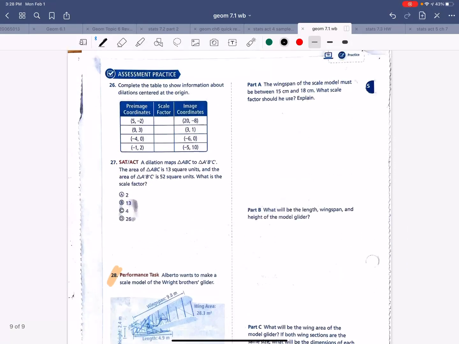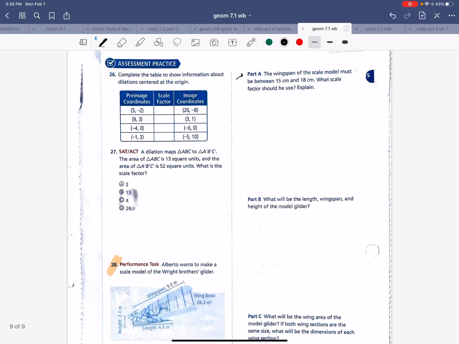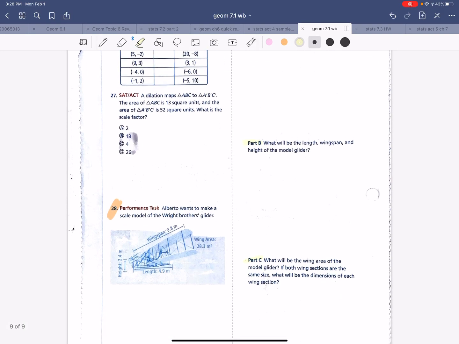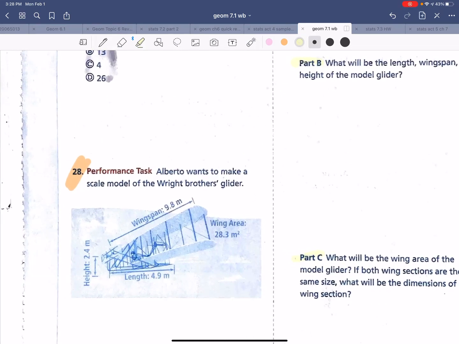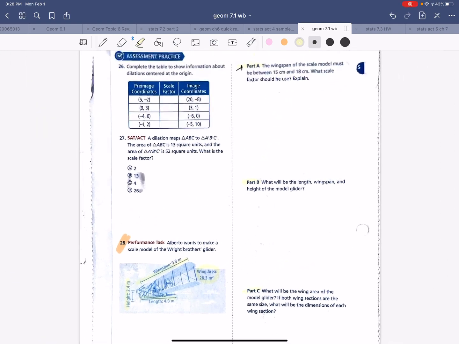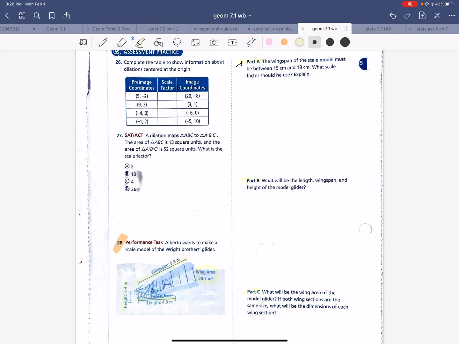Looks like we got 3 parts to this here. So we've got our wingspan, we have our length, and we have our wing area, and we have our height. Okay. So it says the wingspan of the scale model must be between 15 and 18 centimeters. What scale factor should he use?